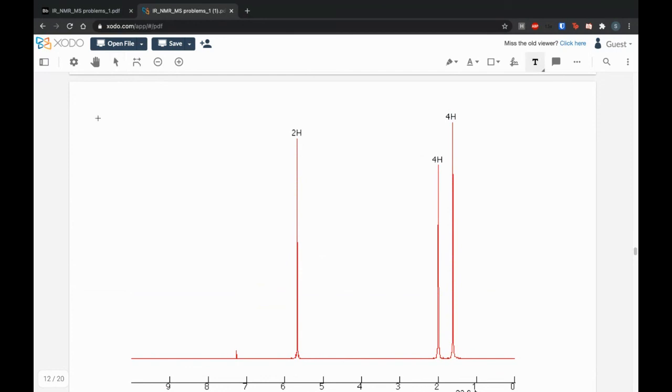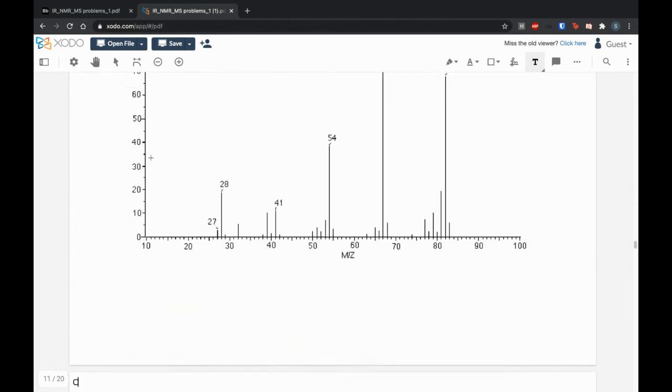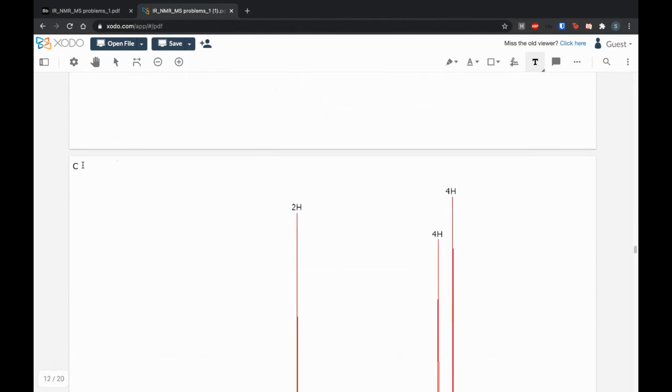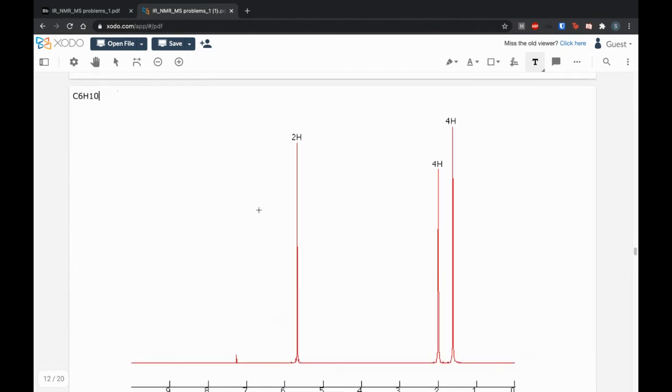And I just want to remind you guys that going straight to the NMR graph is a personal preference of mine. If you want to dive into the IR or the mass spec, feel free to if you're comfortable with it. NMR is what I'm comfortable with. So I think it was C6H10. So yeah, let's just do the formula.